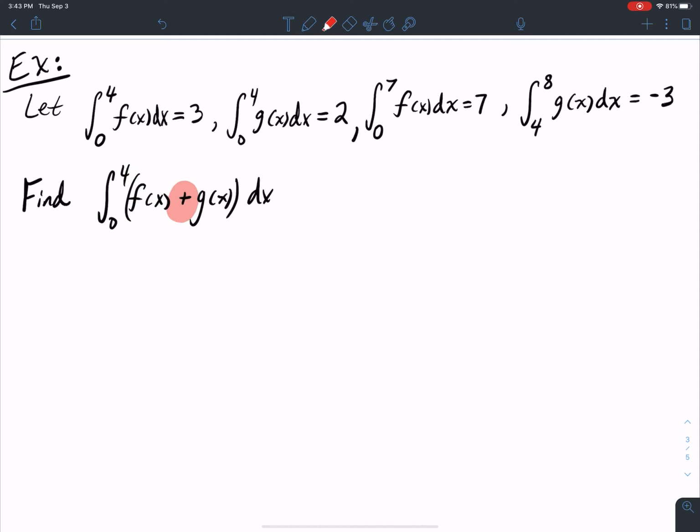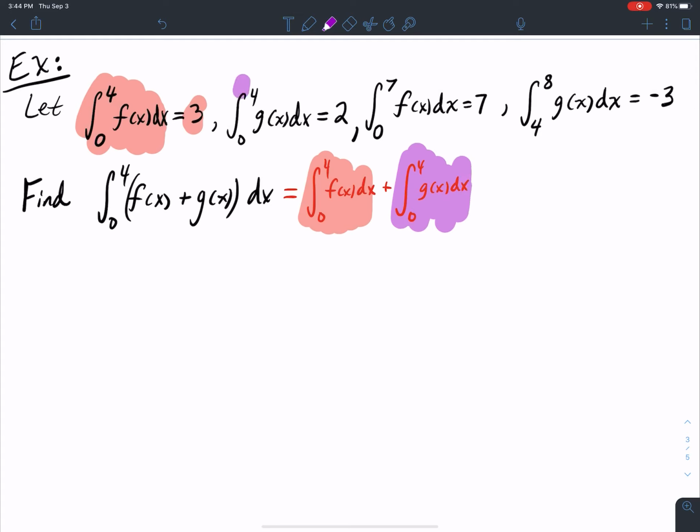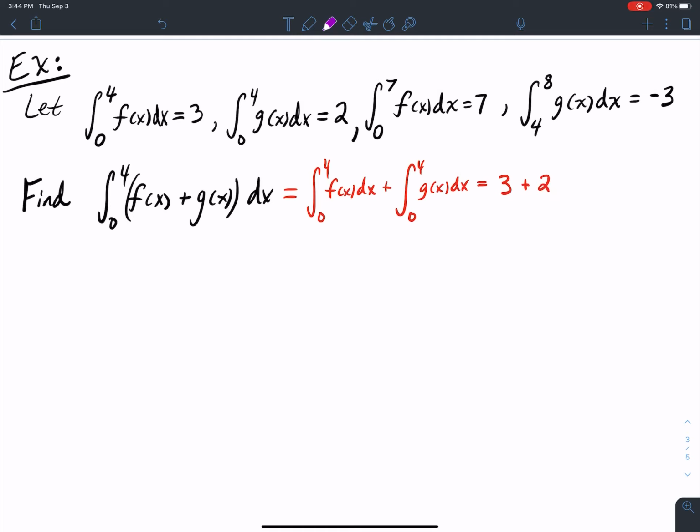So whenever I see a plus here, I start thinking automatically I'm going to divide and conquer. So I'm going to split this up into two integrals. The first one, the integral from 0 to 4 f of x dx. And then the second one, I put a plus in between the two, integral from 0 to 4 g of x dx. Now why is this useful? Because I know that this right here is equal to 3. And I know that this right here is equal to 2. So I can substitute 3 plus 2 in for my definite integrals, and I get 5.